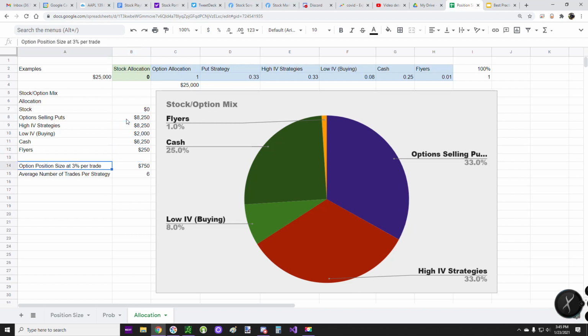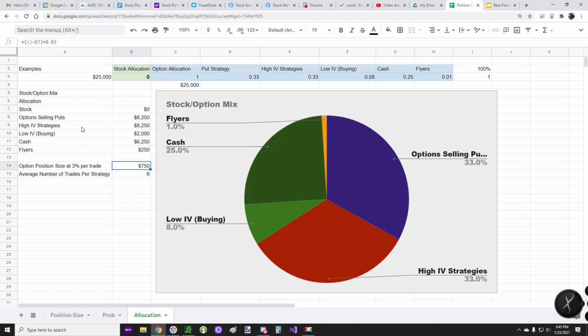And then this tells you that our option position size at 3% of our trade is going to be about $750. And this tells us on average that we're going to have about 6 trades on any given strategy. So this calculation tries to take the average of the selling put strategy, high IV and low IV, and it rounds up an average. So we can allocate 6 trades up to $750 of buying power reduction for each of these strategies, and it would be pretty much a safe trade. Then the flyers would still be on their own at 200. You wouldn't want to go above $250 for this strategy, but you can go up to $750 for a 3% position, which is fairly high.